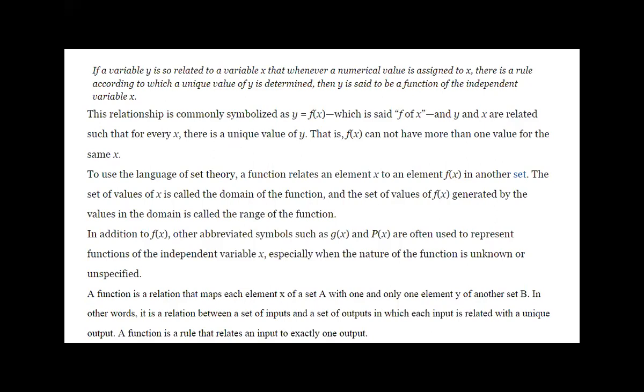These are often used to represent functions of the independent variables. Yes, x is the independent variable. Okay, if the x value is 2, then f of x will have its particular value, and g of x also will have its particular values.